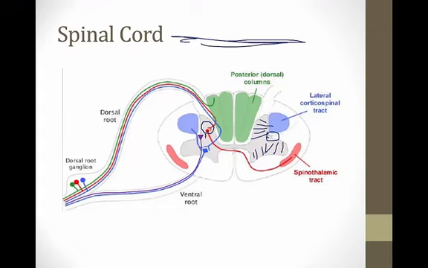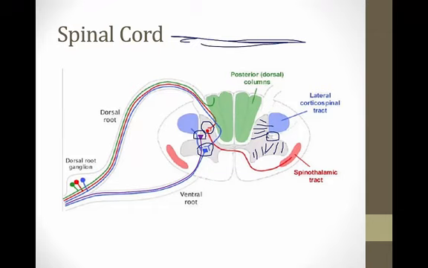The lateral horn has cell bodies for the sympathetic nervous system. So this is the way the sympathetic nervous system is going to make changes in the body, like dilating the eye or constricting a blood vessel. And then the anterior or ventral horn has motor neurons, which are going to go out and make muscles contract and do things of that nature.